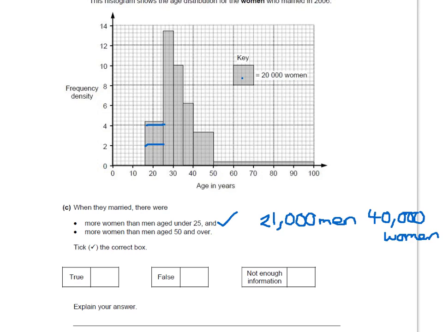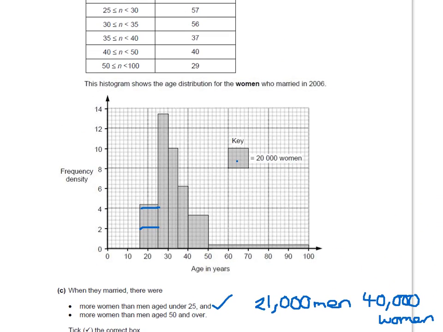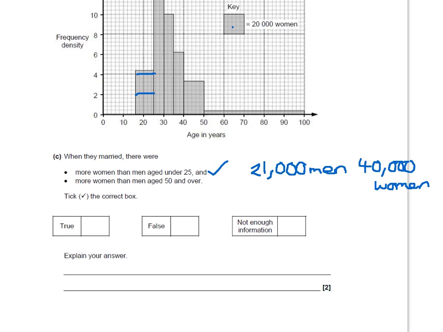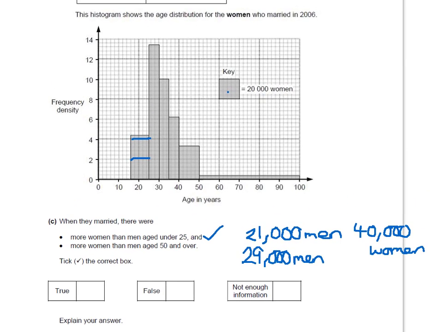Second part, more women than men aged 50 and over. It's 29,000 men, again using that first table. Now, got a bit more work to do with the histogram here. We're looking for the number of women in this bracket of 50 to 100. Now, each of these little miniature squares is going to be 0.4.